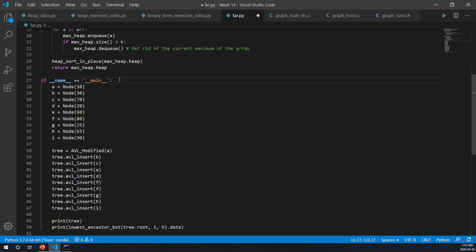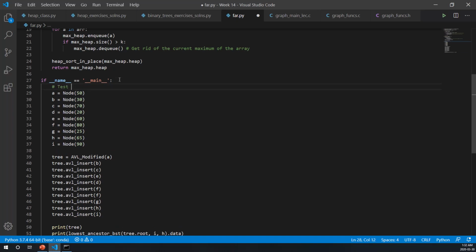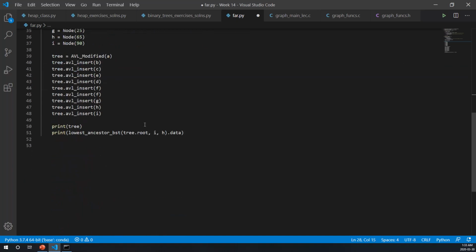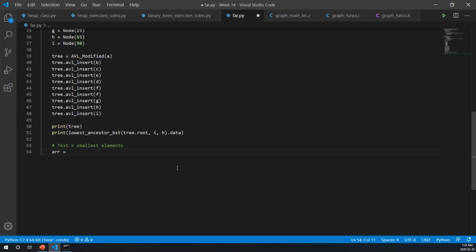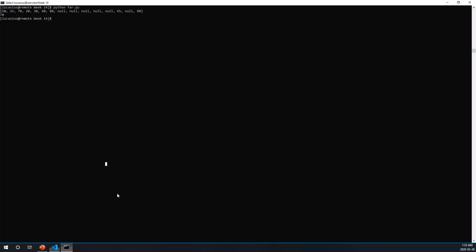Oh yeah, let's be a little bit organized. So let's say that this is going to test lowest common ancestor, and here I'm going to test k smallest elements. If I were to test this out, let's just set my array equal to whatever I had here: 1, 5, 4, 7, 8, 4, 3, 2. Just like how I did here, I'm going to set k equal to 5. And now let's just print the k smallest elements of array and k. Let's see what we get here.